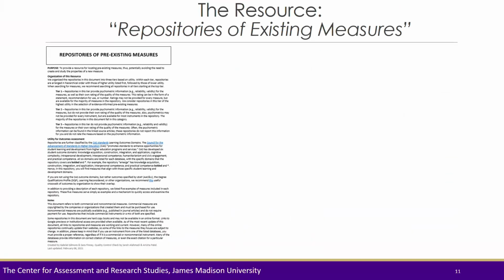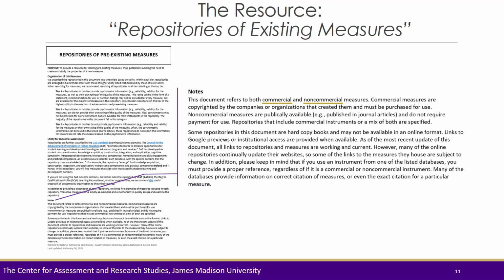Before we look at the repositories closely, note that these repositories encompass both commercial and non-commercial measures. Commercial measures are copyrighted by the developers and are available for purchase, whereas non-commercial measures are available for free, typically through published journal articles. Regardless of which type of measure you use, you must cite the measure properly so others can access it.